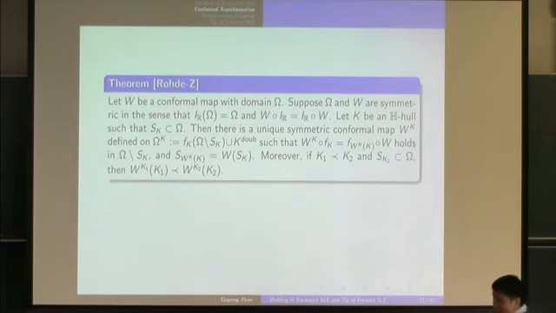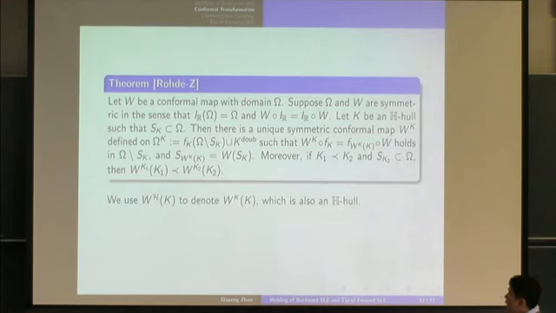And if K1 is a quotient hull of K2, and the support of K2 is contained in Omega, then W_K1 of K1 is a quotient hull of W_K2 of K2. We use W hat of K to denote the image W_K of K, which is also an H-hull.